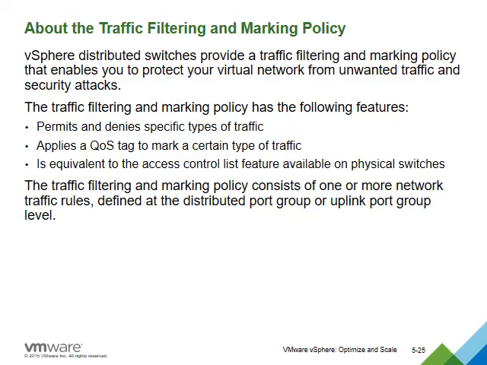About traffic filtering and marking policy. You can use traffic filtering and marking to create a set of rules for security and QoS tagging of packets that flow through the distributed switch ports. A distributed switch applies rules on traffic at different places in the data stream. It can apply network traffic rules on the data path between the virtual machine network adapter and the distributed port. And it can also apply network traffic rules between the uplink port and the physical network adapter. So it can do it in 2 places.